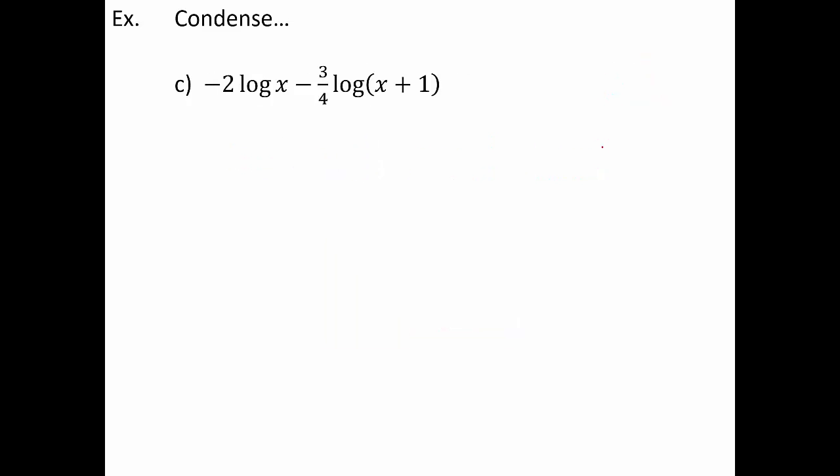Here's the other one. If you aren't ready, pause here. If you are ready, let's go for it. So this time I don't see any positive logarithms, so keep that in mind for later. Let's move the exponents to the top first. Remember that exponent is just the 2, not -2, just the 2. We have negative log of x squared minus log of x plus 1 to the 3/4.